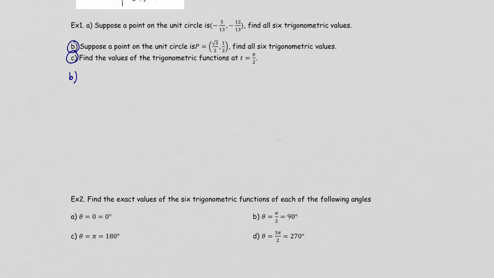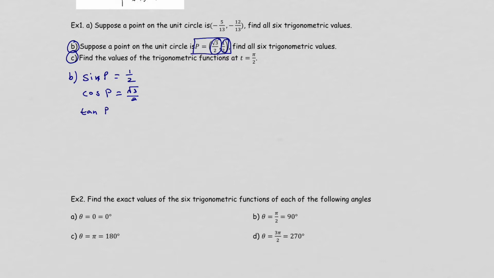So B, you have a point given. So your sine P is your y value, which is 1/2. And cosine P is your x value, which is square root of 3 over 2. And in fractions, a square root is okay to be on the numerator, right?